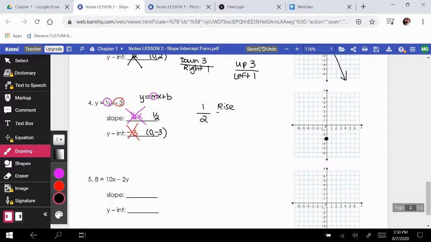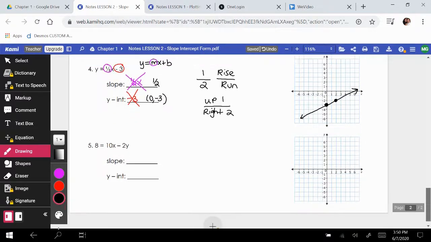Again, we're thinking rise over run. So when I'm talking about rise, that would be up 1. And the run would be, because it's positive, going to the right 2. So let's go up 1, right 2. Up 1, right 2. Then we can draw our line. You'll notice that we also could have gone down 1, left 2, and still landed on the line. Right? Down would be negative and left would be negative. Negative divided by negative is a positive.